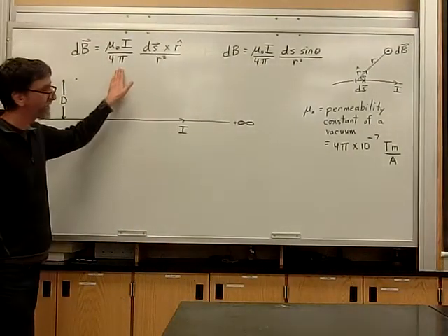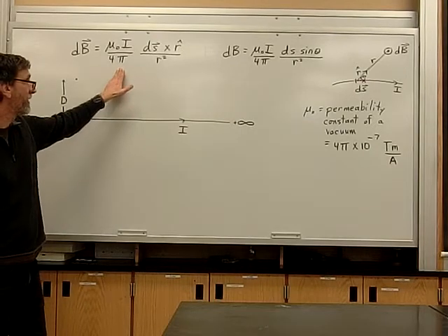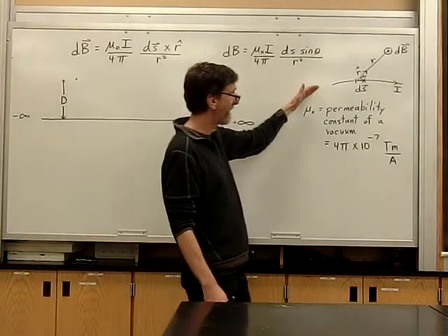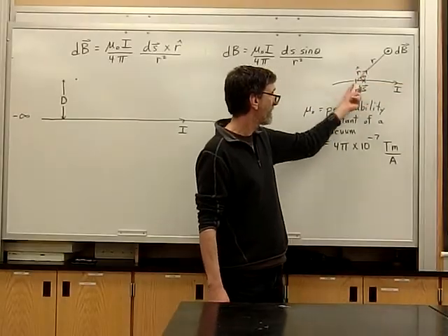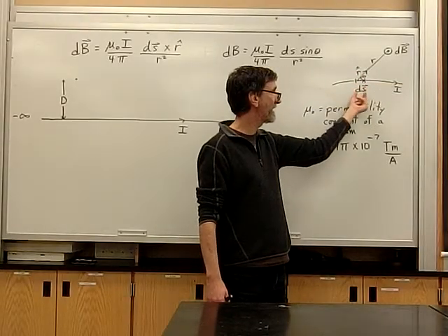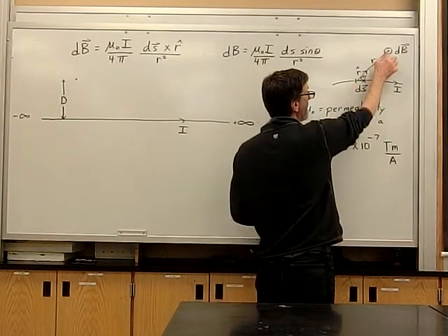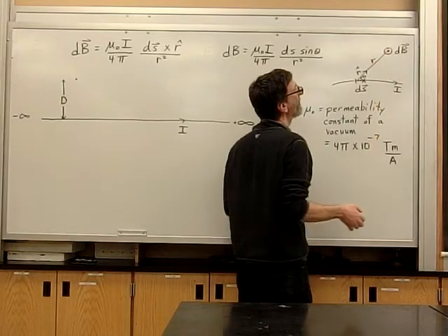Biot-Savart law is used to calculate the magnetic field due to current carrying wires when you're a distance r away. If you have a current carrying wire, you can define a little piece of the wire of length ds that points the same way as the current. That piece of wire is the distance r away from the spot where you want to know the field.